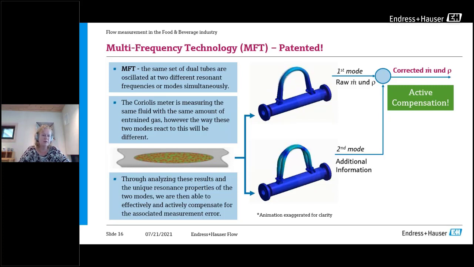The gas entrainment, however, affects the performance of the measurement. And in the Promac Q, using two modes, so multi-frequency, and looking at the information coming from both these modes, comparing them, we are able to do an active compensation of the effect of gas bubbles in the measurement, and thereby have a corrected mass flow and density output from the instrument.